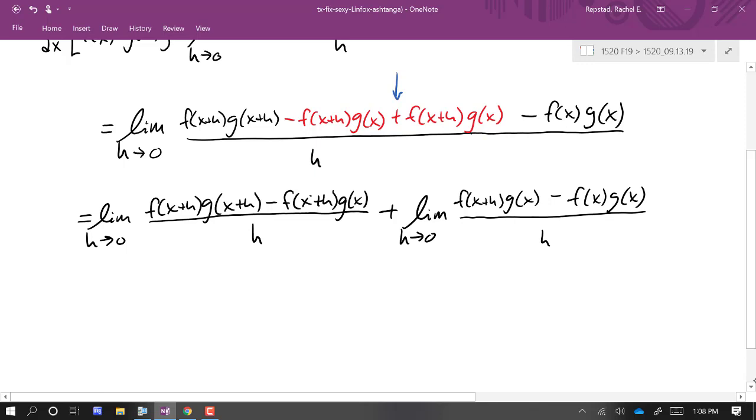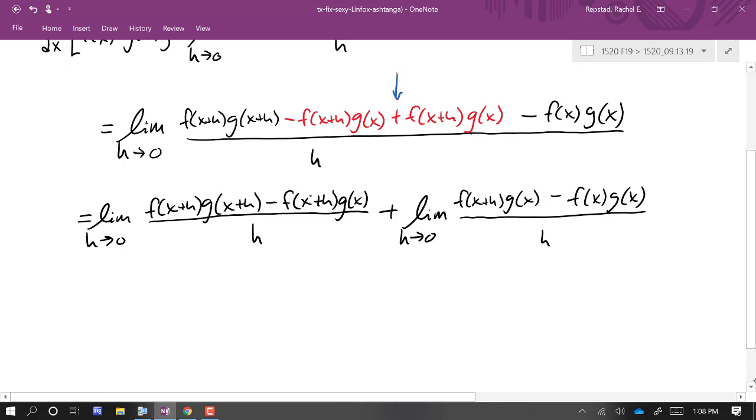I could add and subtract, I don't know, f of x plus 2 g of 3 if I wanted to, right? But that's not going to be helpful. So this is like, we can add and subtract the same thing. The idea is that we want to be clever about what we pick.